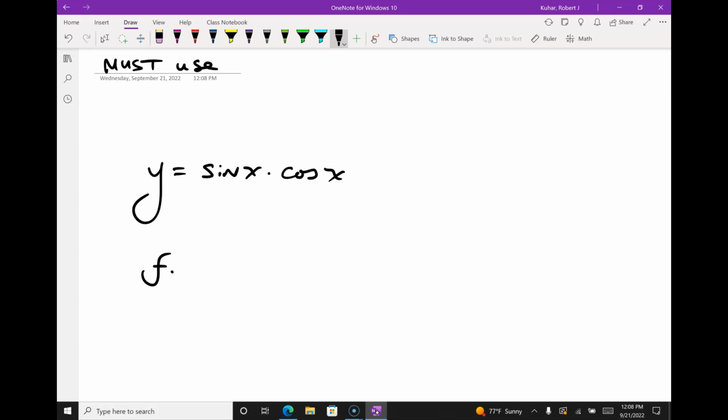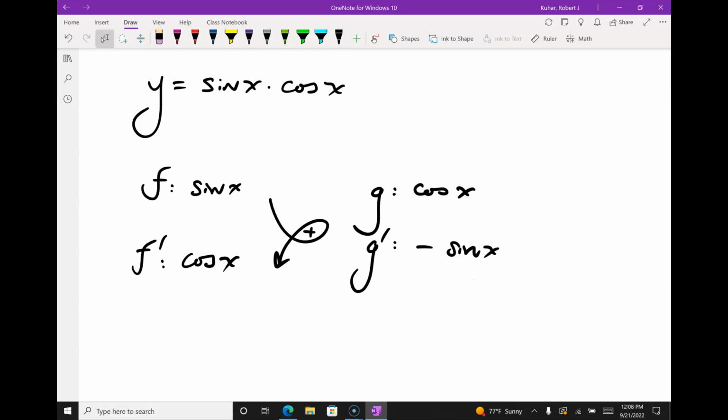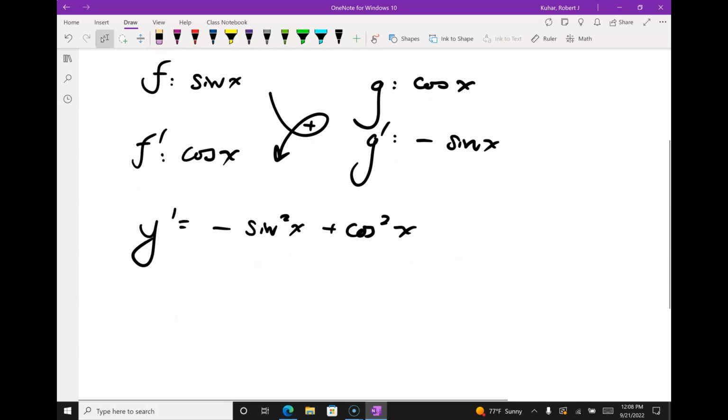So my first function in the product is sine of x. What's the derivative? Cos of x, yes. And my second function in the product is cos of x. What's the derivative? Negative sine of x. I'm using this product with a positive in between for y prime, and I get negative sine squared x plus cos squared x. Just from my pre-cal days, I kind of recognize this derivative.